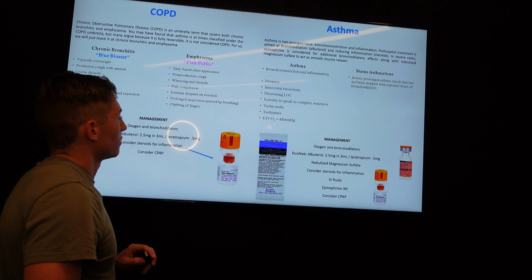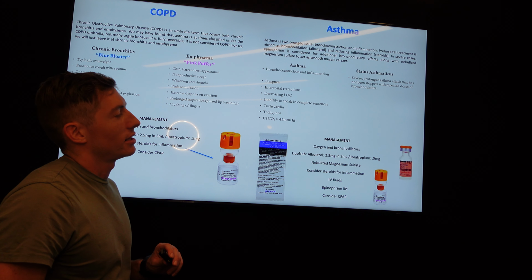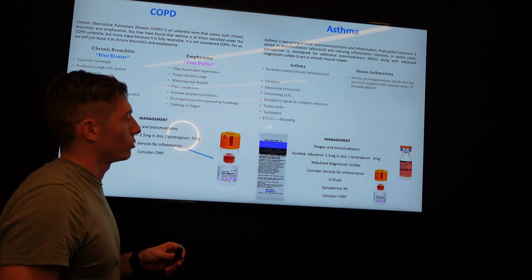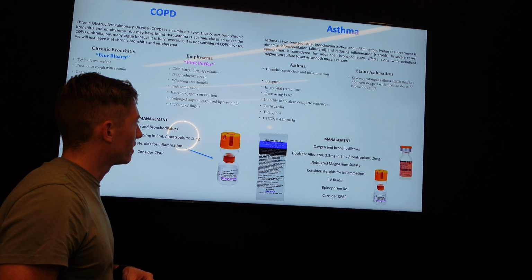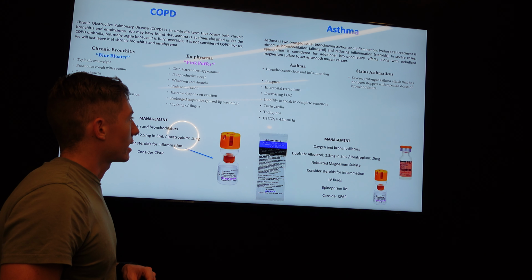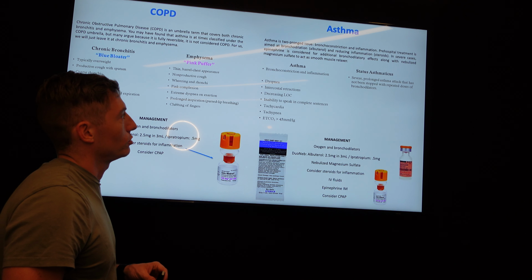EtCO2 is going to be over 45 millimeters Hg because it is not efficient breathing and there's going to be more carbon dioxide in their system. Tachypnea, fast breathing, and tachycardia, fast heart rate to compensate.